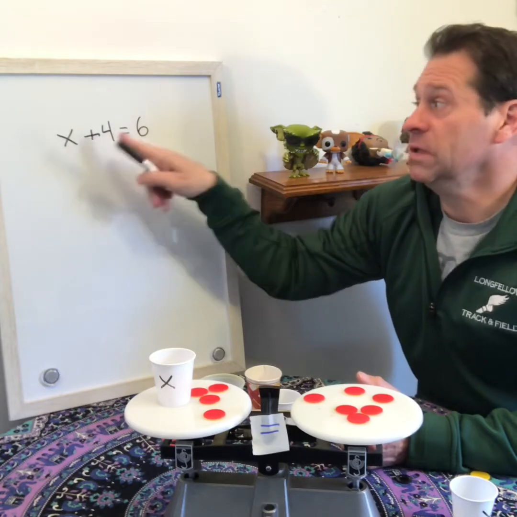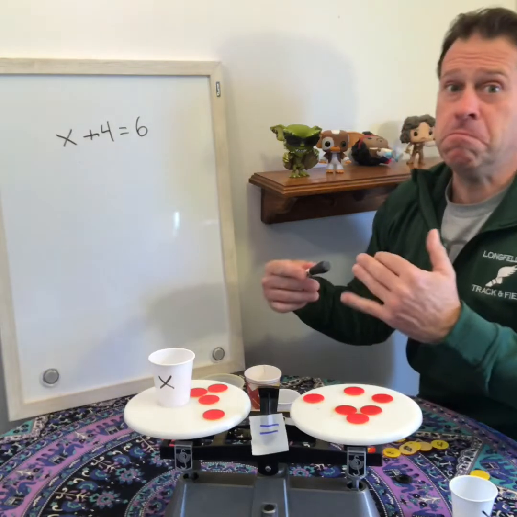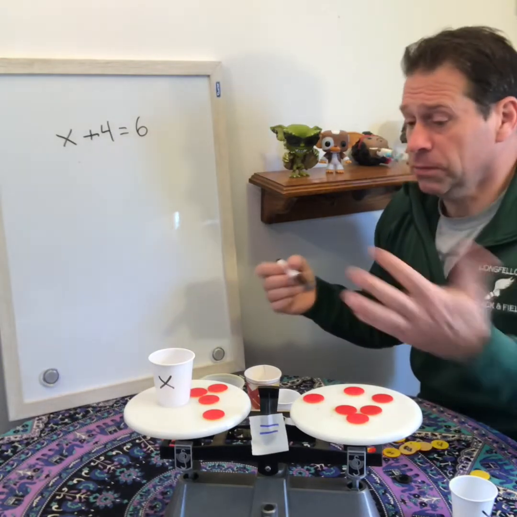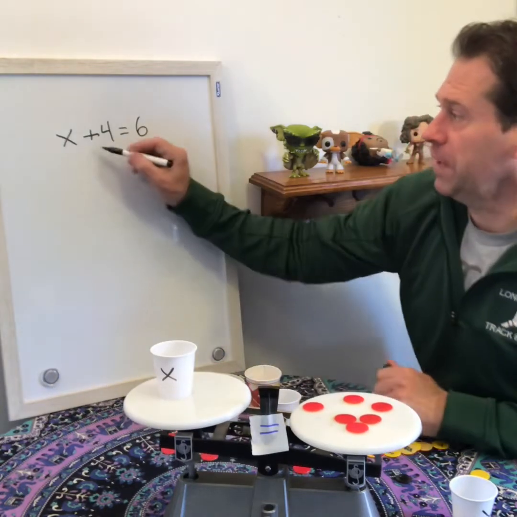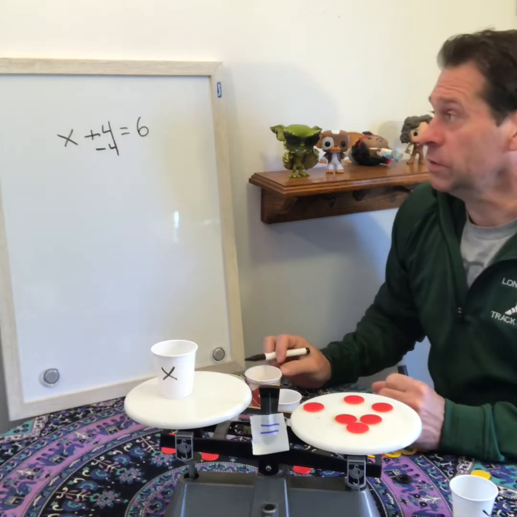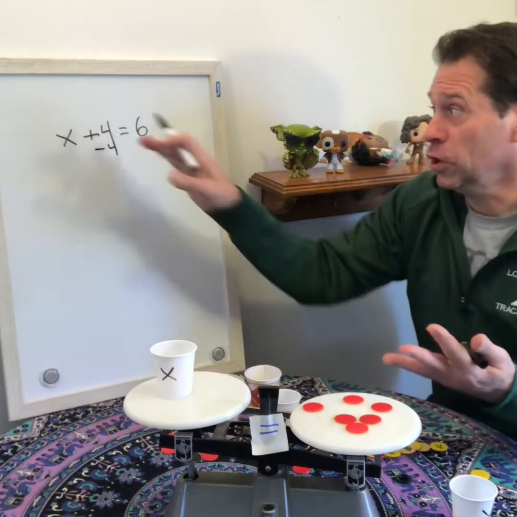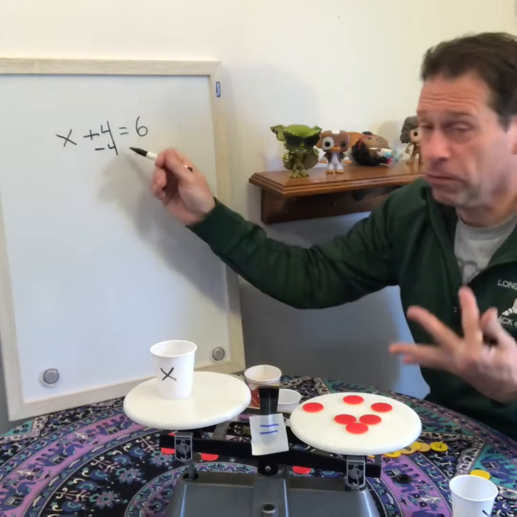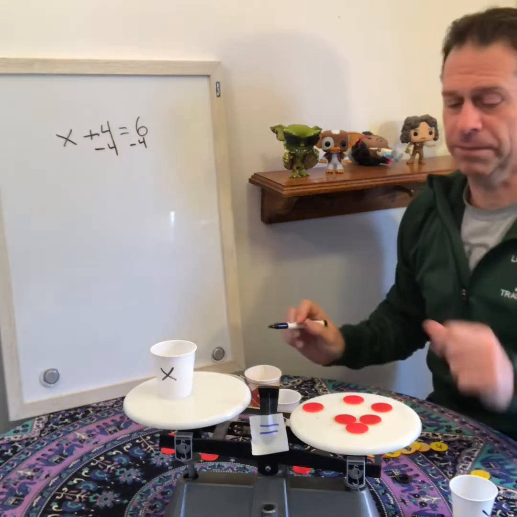So what do I have to do? Get rid of these 4. How am I going to get rid of these 4? I'm going to take the 4 away. So I'm going to take these 4 off. And on paper, you would show that by subtracting 4. So I take 4 away. I'm out of balance. My equal sign is supposed to be balanced. It's not. I took 4 away from this side. What do I have to do to the other side? I have to take 4 away from that side.